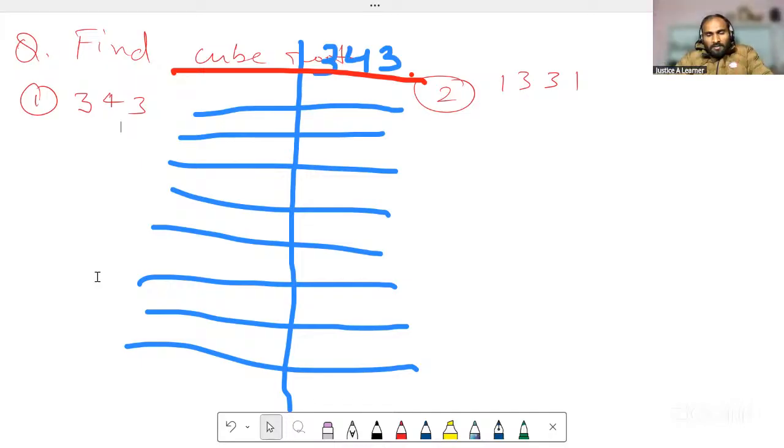This would not be divisible by 2 because the last digit is 3. It's not divisible by 3, and it's not divisible by 5. So next, it should be divisible by 7. Yeah, go ahead. I can try.